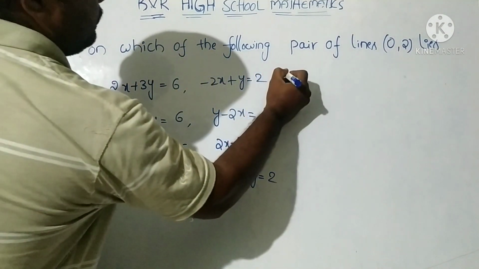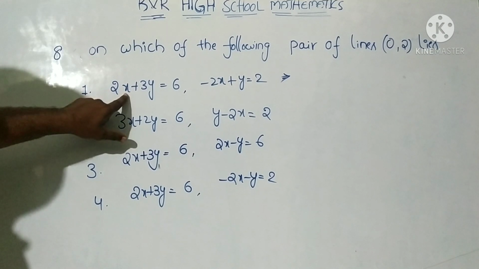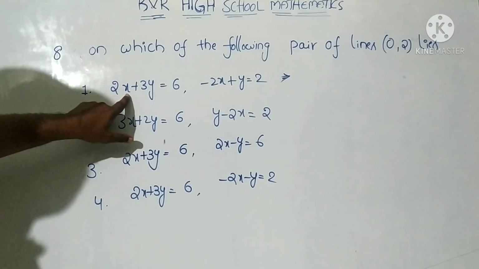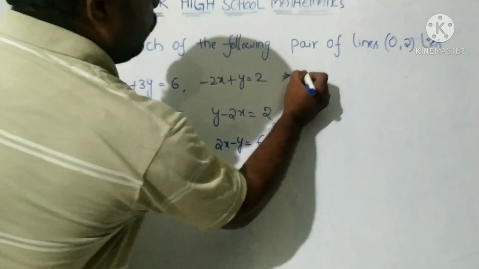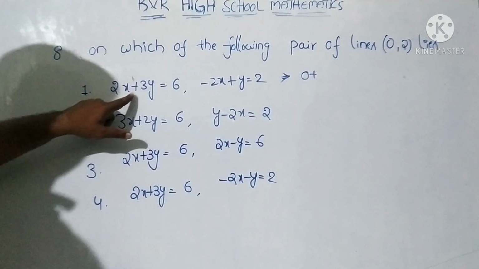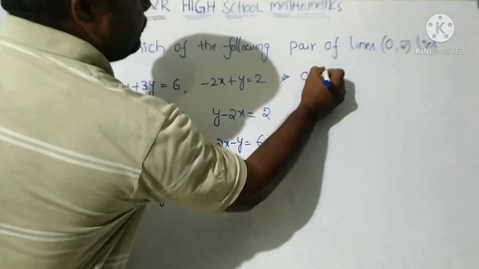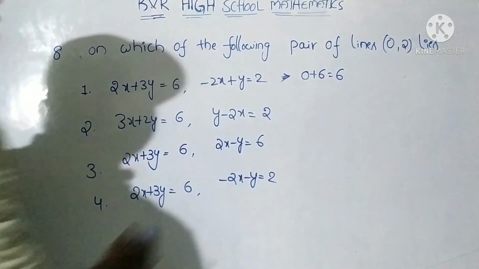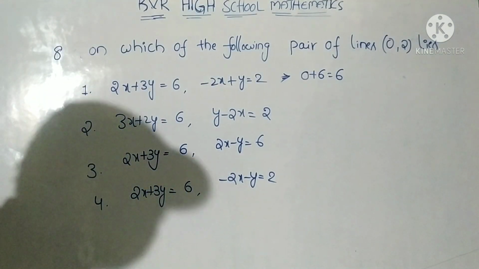So check the first option first. 2 into the x coordinate, which is 0: 2 into 0, 0, plus 3 into the y coordinate, which is 2. 3 2s are 6. So 6 equals 6. The first equation is satisfied. What about the second equation?